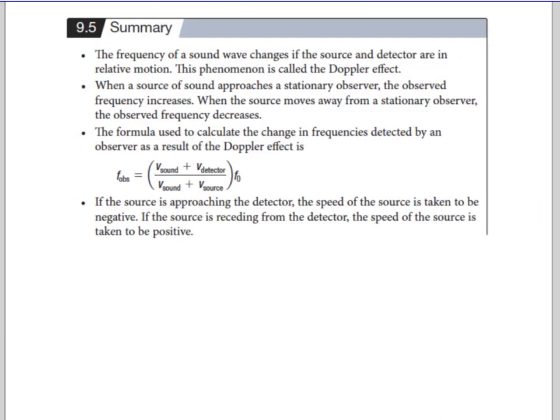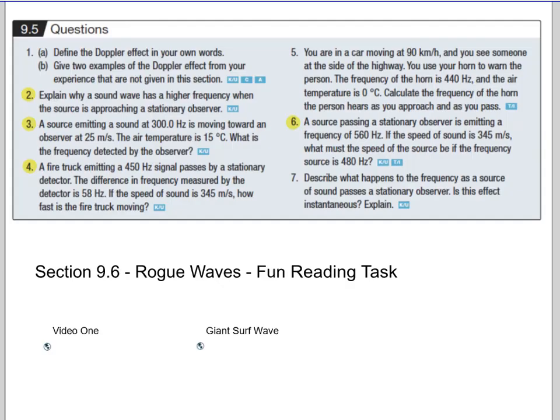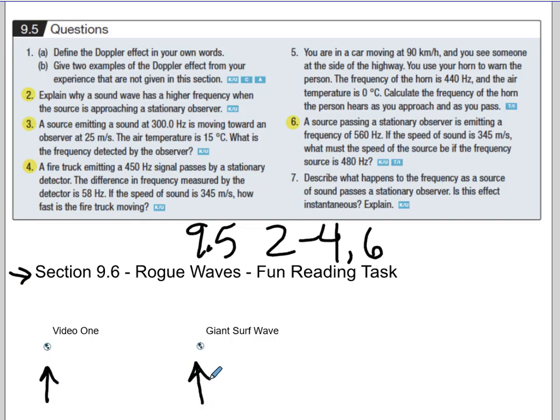Okay, so there's a quick summary. You can pause it and read over that, and then we'll finish with section 9.5, questions 2 to 4, and 6. And then if you're interested in reading, this is a really fun section. There's a couple of links here as well. Rogue waves. Yeah, just a really interesting nautical combination of these ideas.